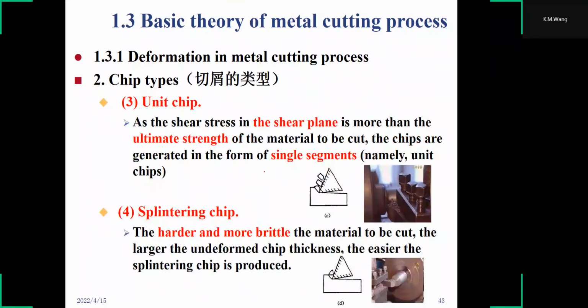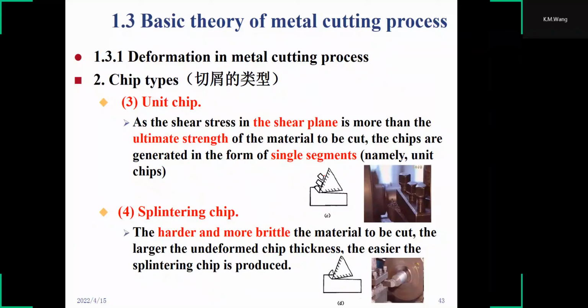And the third type of chips is unit chip. Unit chip occurs when the shear stress on the shear plane is more than the ultimate strength of the material to be cut. The chips are generated in the form of single pieces, namely unit chips. We can see in this picture, the chips are not continuous.